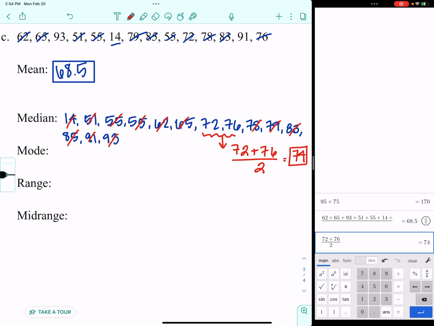The mode is the one that happens the most. While doing these, I remember writing down 55 twice. Everything else only happened one time. So that means our mode is 55.